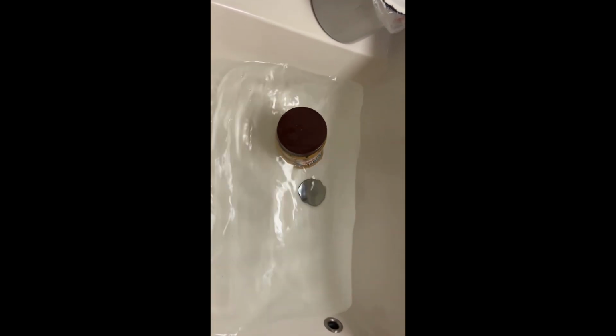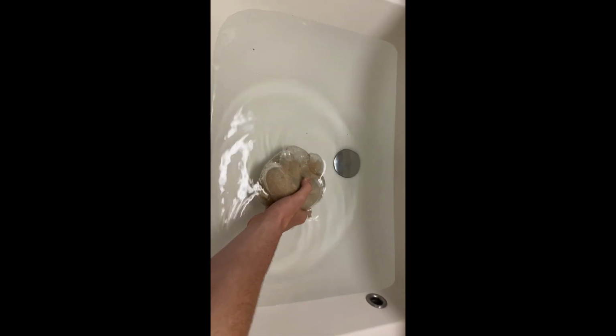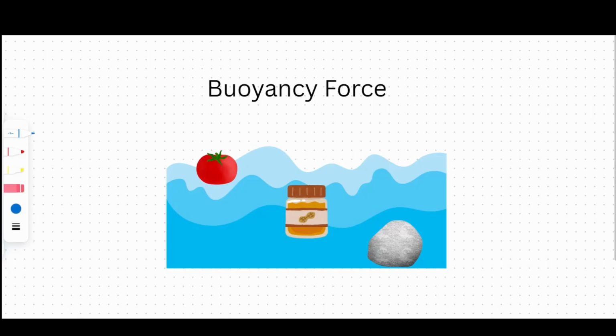Put peanut butter in water, it doesn't float. Shoot. The peanut butter floats! When you put a tomato in water, it doesn't float. When you put a rock in water, it does not float. Evidently, peanut butter and tomatoes do not sink.